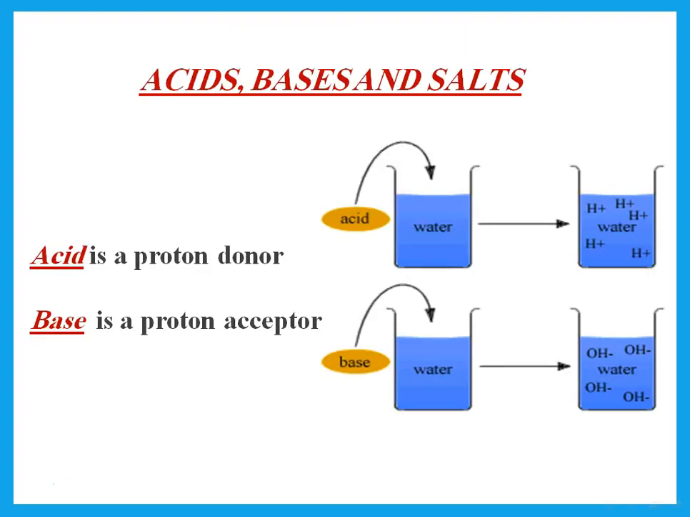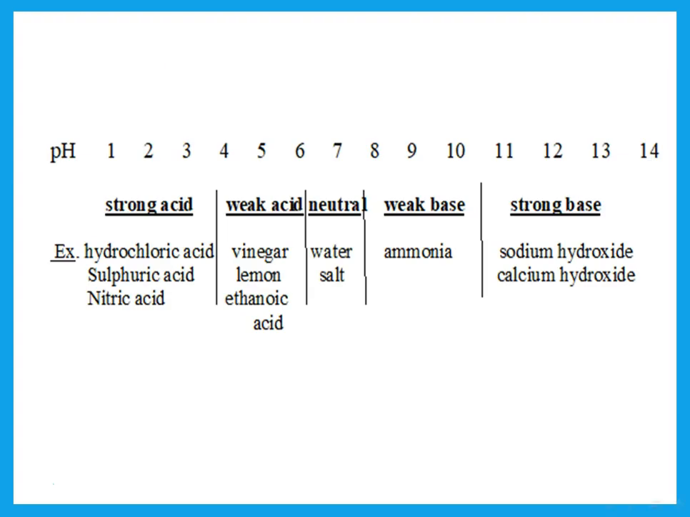If we talk about acids, bases, and salts, you should know that an acid is a proton donor, a base is a proton acceptor, and the word proton here refers to the H+ ion. So the acid gives H+ ions, the base accepts H+ ions.